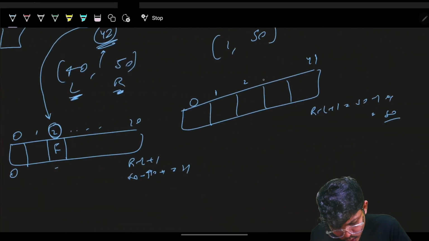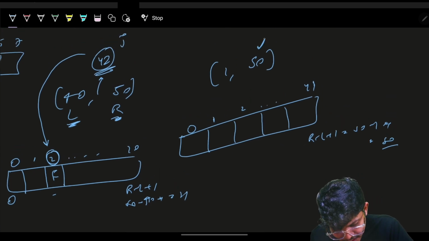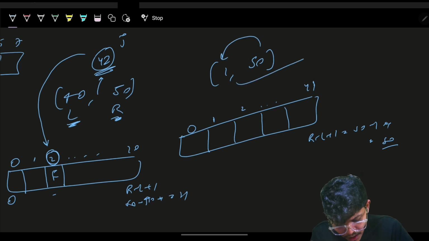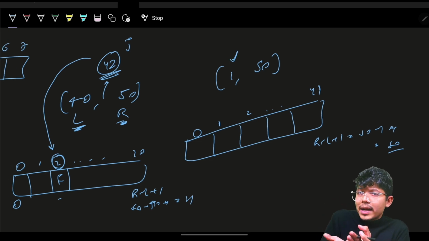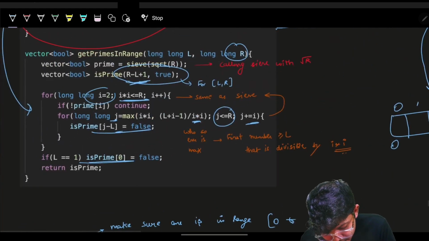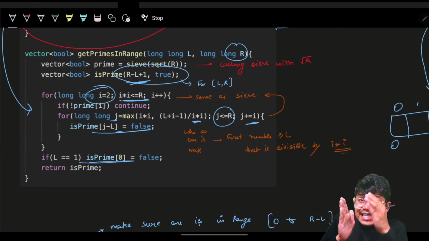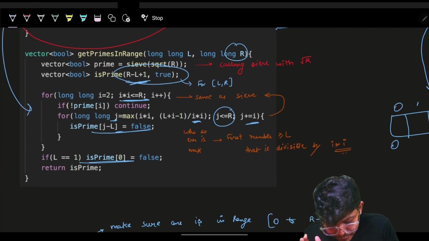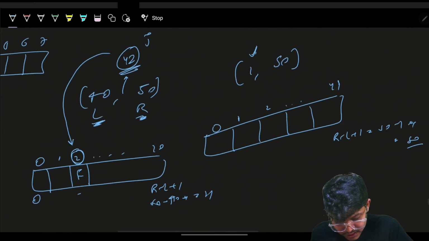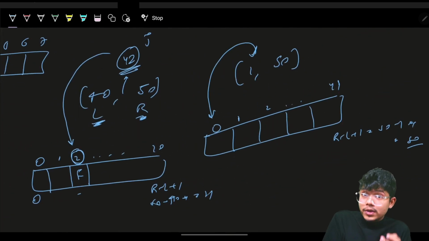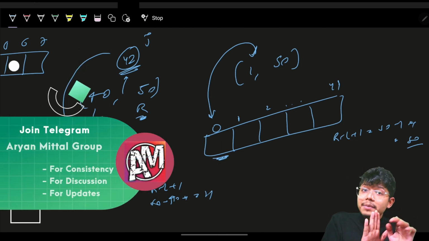So, okay, 0, 1, 2, and so on and so forth. If R is 50, then I will say 50 minus 1 is 49. So mark that as false or true, whatever you want to mark. But your 1 will never be counted, because 1 is not a prime number, so it will never go inside this, since I equal 2 is where it starts off from. So by default, true will be marked for index 0, which is the corresponding value of 1.